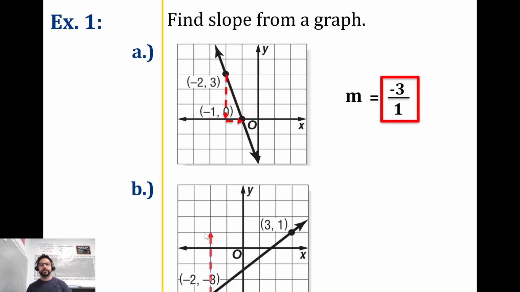So rise, counting up. Let's see, I've got 1, 2, 3, 4. So rise is 4. And then I run to the right. Right is 1, 2, 3, 4, 5. So rise 4, run 5, which means my slope is 4 over 5. No reducing required. So we are good.